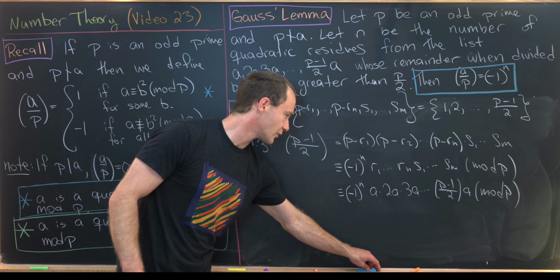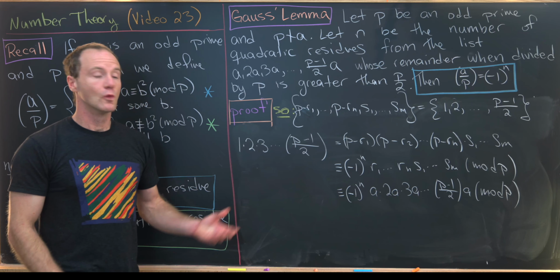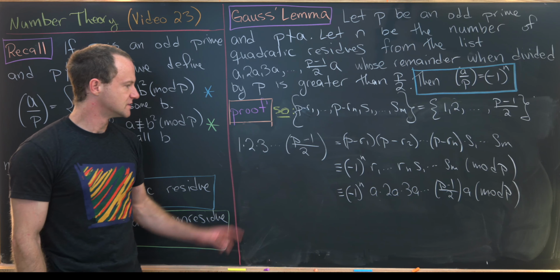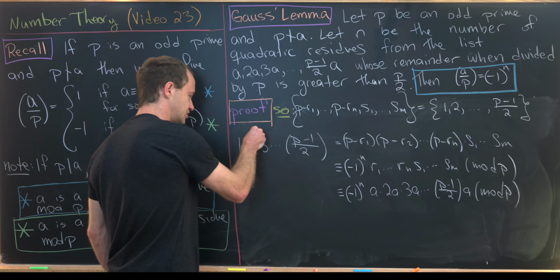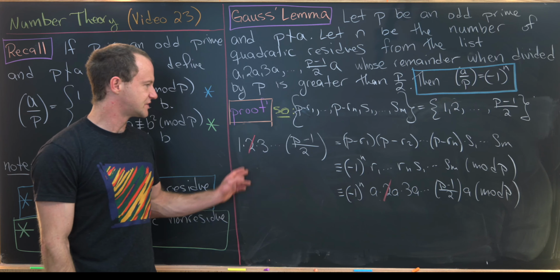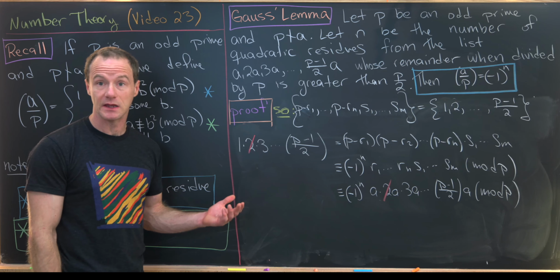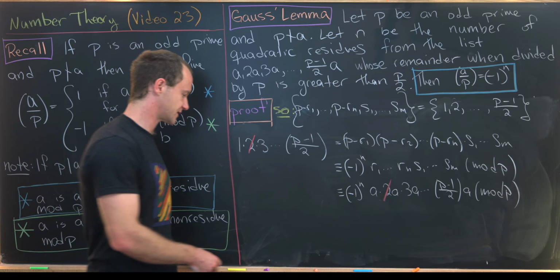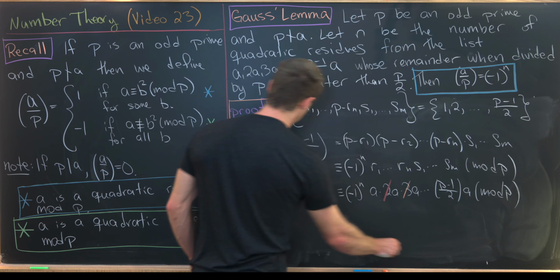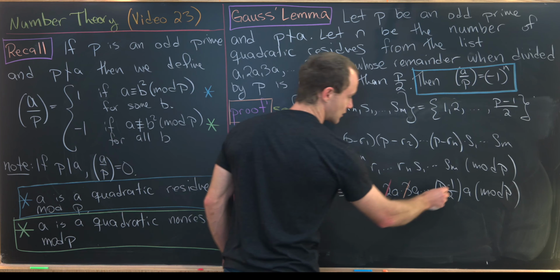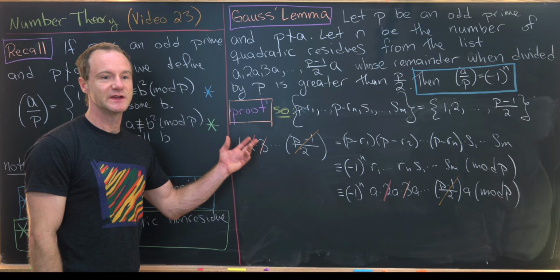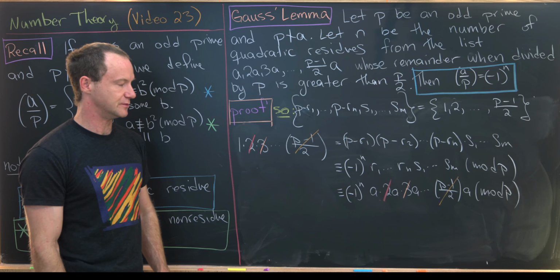Okay, now what are we going to do from here? Well, from here, we're going to cancel some stuff on both sides of the equation. So let's first cancel the 2 here with the 2 here. We're allowed to do that because 2 is relatively prime to P, and so it has a modular inverse. And then we'll cancel the 3 here and the 3 here, and all the way up to the (P−1)/2 here and the (P−1)/2 here. So again, that's because all of those are relatively prime to P.